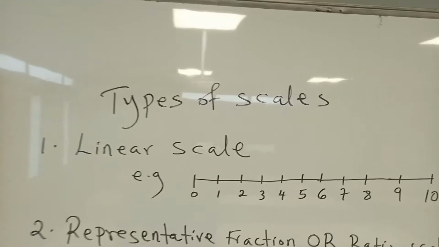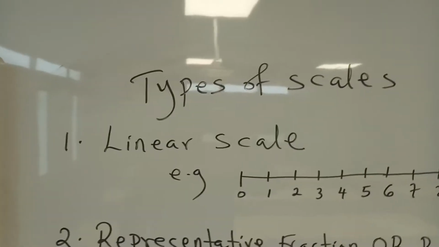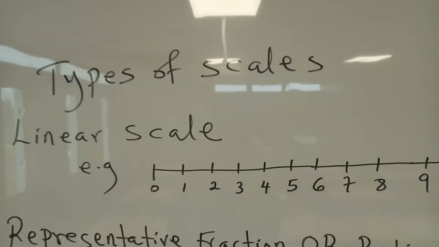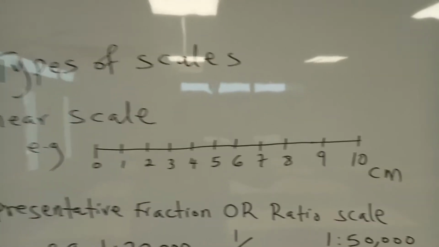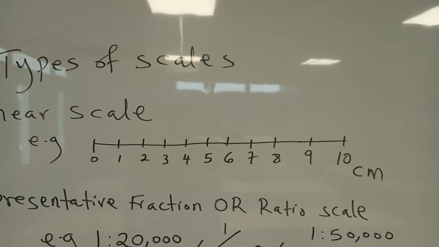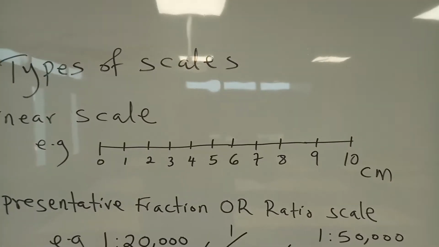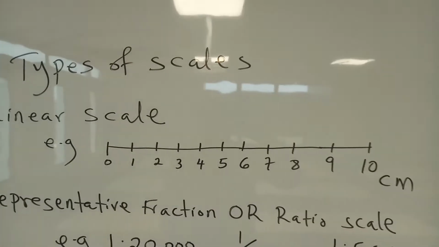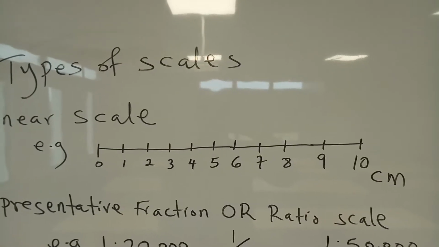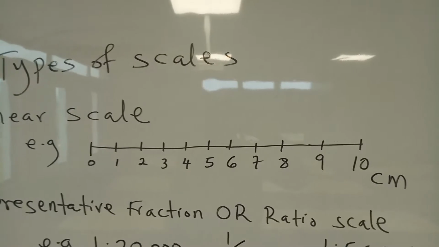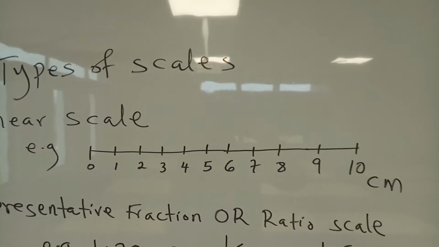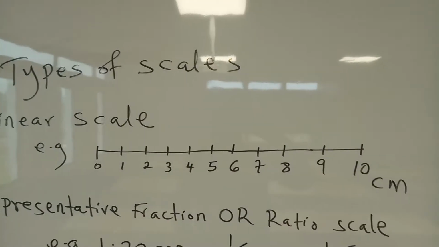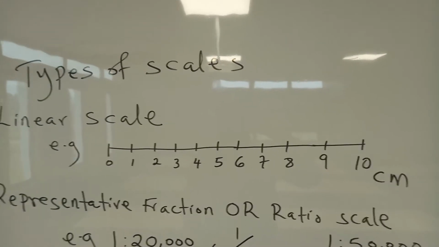So number one type of scale we have is the linear scale, and the linear scale is represented in the form of a line. For example, there is a straight line, and the line is partitioned into 10 equal parts. You can say maybe 0 to 1 centimeter, 1 to 2, that way up to 10 centimeters. So it's calibrated equally. Just an example of a ruler. So that's an example of a linear scale.